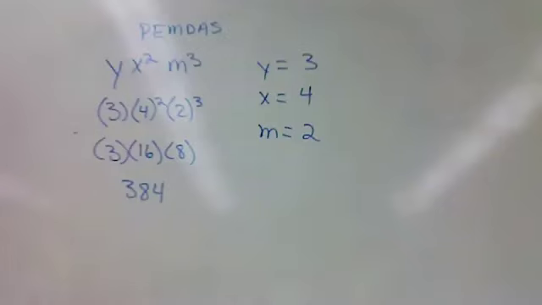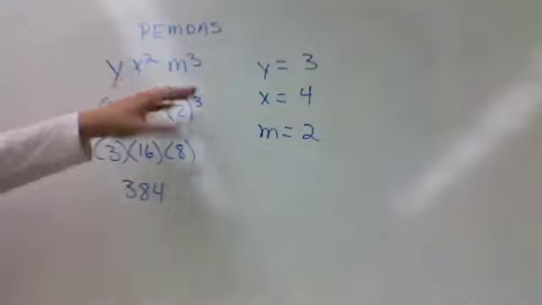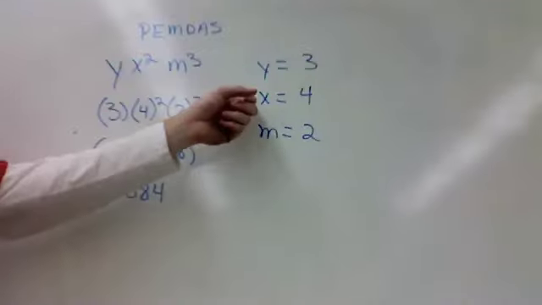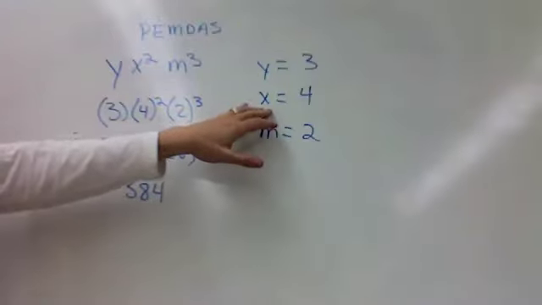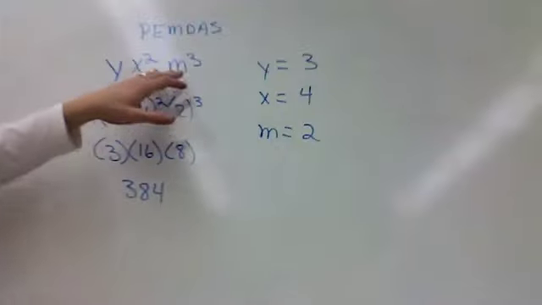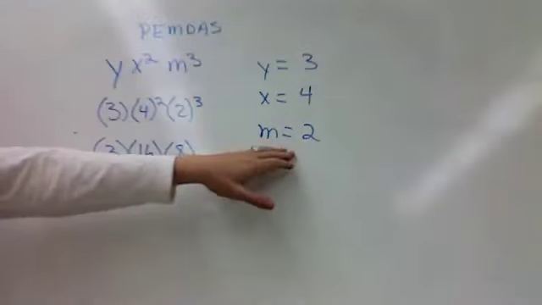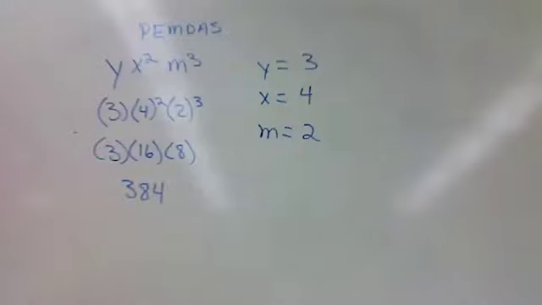So just remember, when we're substituting in for our exponents, whatever our exponent is, that is what we're going to substitute in for that variable. So in this case, we're squaring x. x equals 4, so we're squaring 4. We're cubing m, which means we're cubing 2. Okay, so make sure you follow along. If there's any negatives or anything like that, make sure you either ask questions or understand what that negative is. If you're unsure, ask a question. Make sure that you get some help.